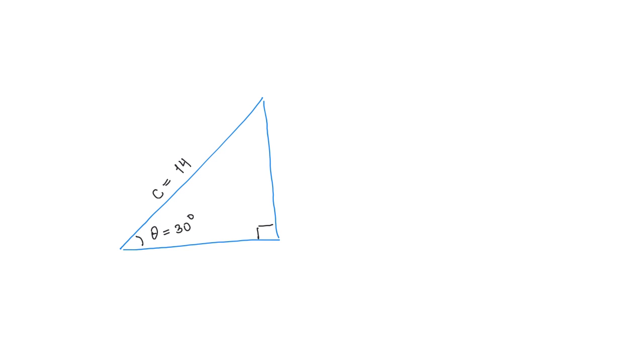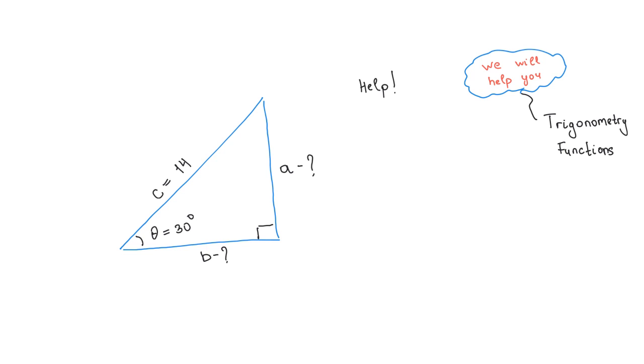What if we know only one side of the right triangle and an angle? Here is an example. The hypotenuse of the right triangle is equal to 14, and an angle theta is equal to 30 degrees. We need to find the legs of the triangle. How do we do that? Here come the trig functions. Before we proceed, I need you to remember the following phrase. SOH CAH TOA. Ready?